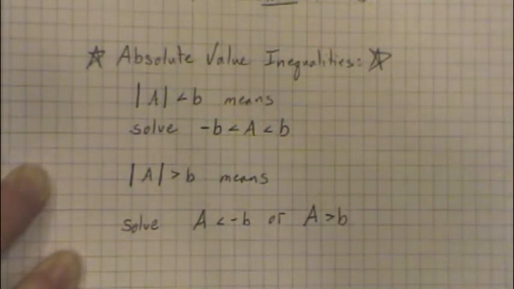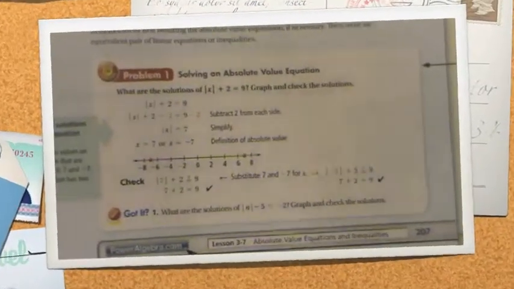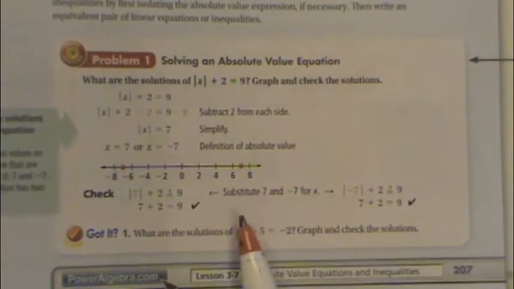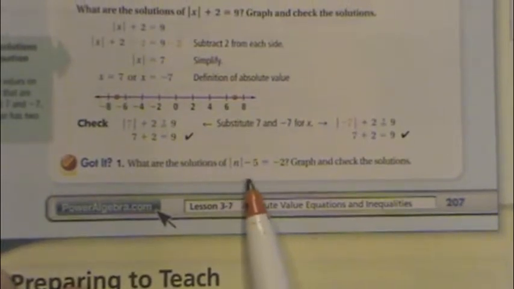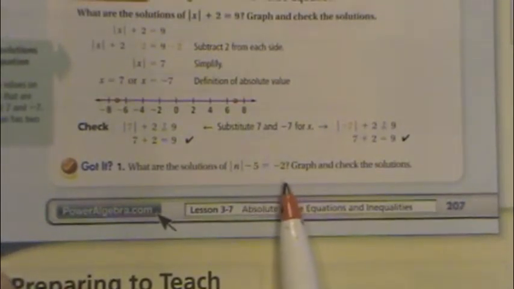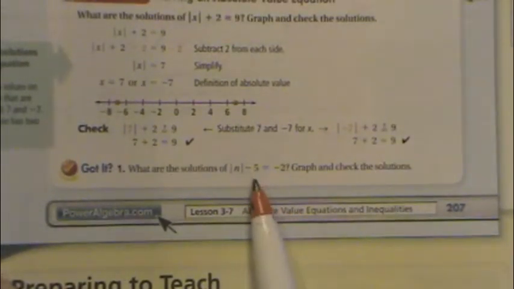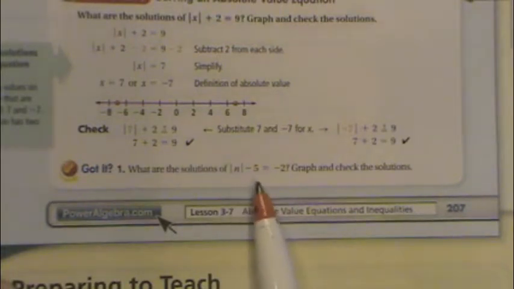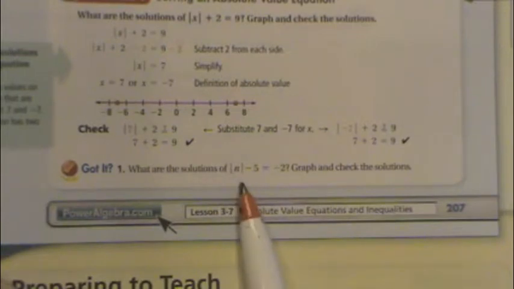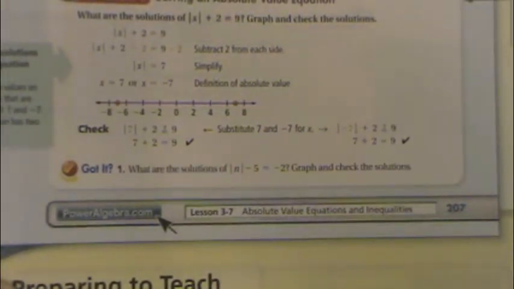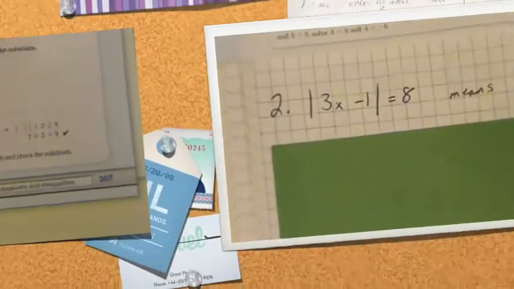Turn to page 207. This is the one I couldn't even bring myself to have you write down. There are two solutions for the absolute value of n minus 5 equals negative 2. I expect by now you can do this in your head. Add 5 to each side. Absolute value of n is equal to 3. So that means that n could be equal to one of two things, either 3 or negative 3. And all they wanted was for you to figure that out, plot it on a number line. Don't bother to write it in your book. Let's just turn the page.